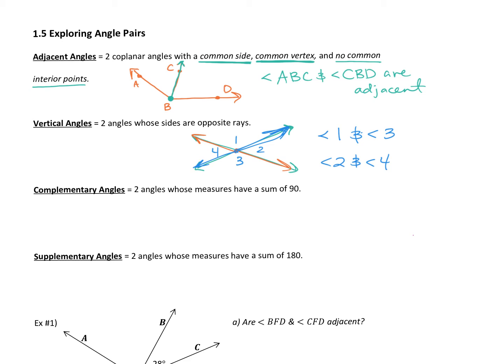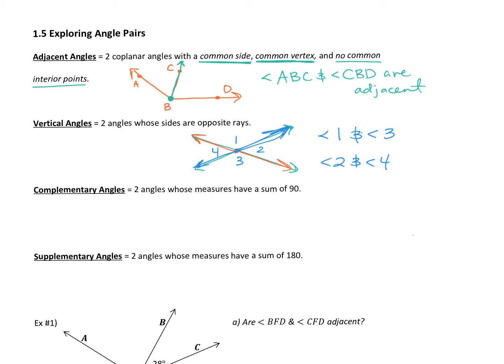Okay, so they kind of mirror each other, I guess you could say. They're across the way from each other. Those are vertical angles. We'll talk about this later, but vertical angles are always congruent. So 1 and 3 are the same measure, and 2 and 4 are the same measure. You don't need to write that down right now. I will talk to you about it later. Any questions on vertical angles?